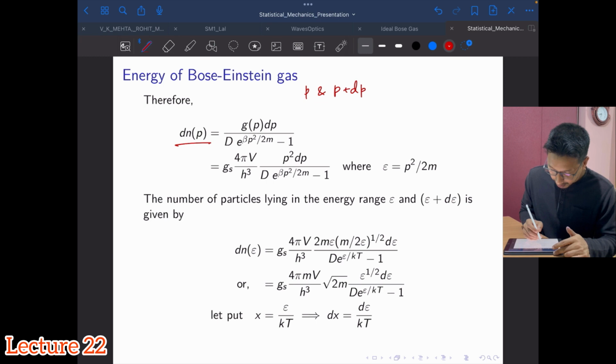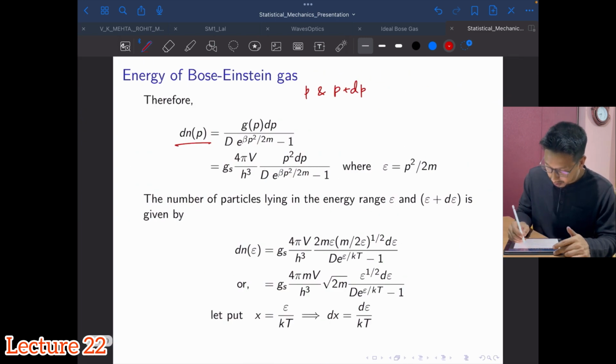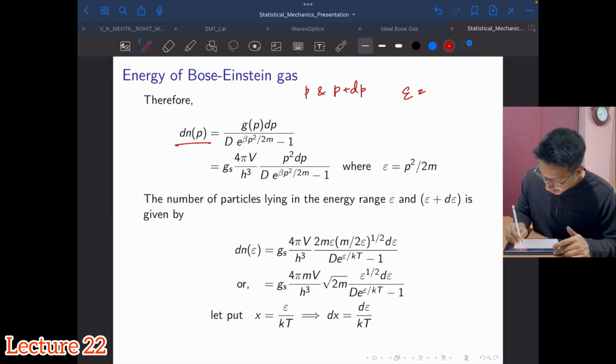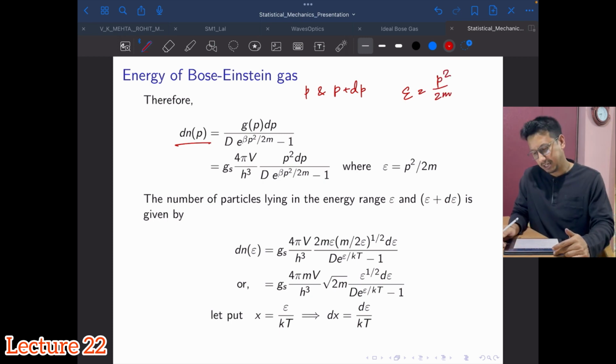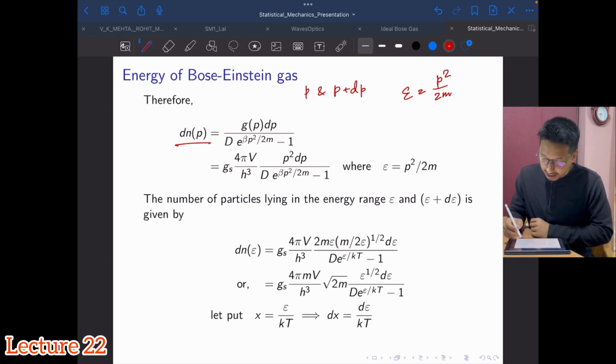I think it is pretty evident how it has come about. I have replaced Gi by G of P dP, and then the energy is related to the momentum by this expression: epsilon, meaning the energy E, is equal to P squared by twice m.